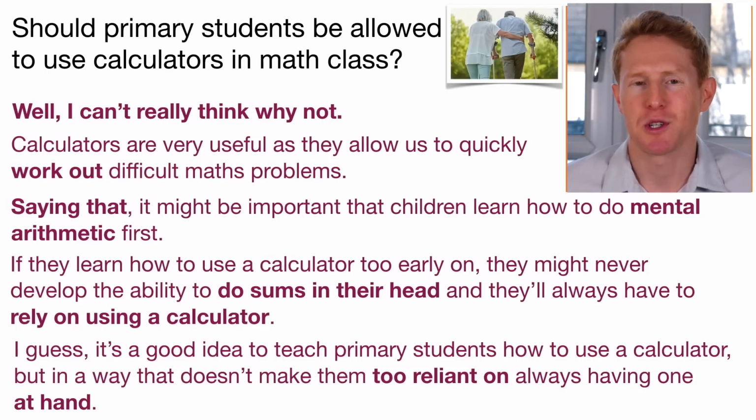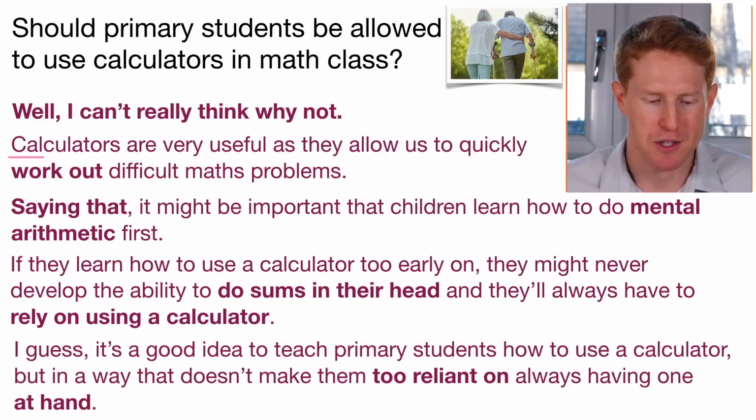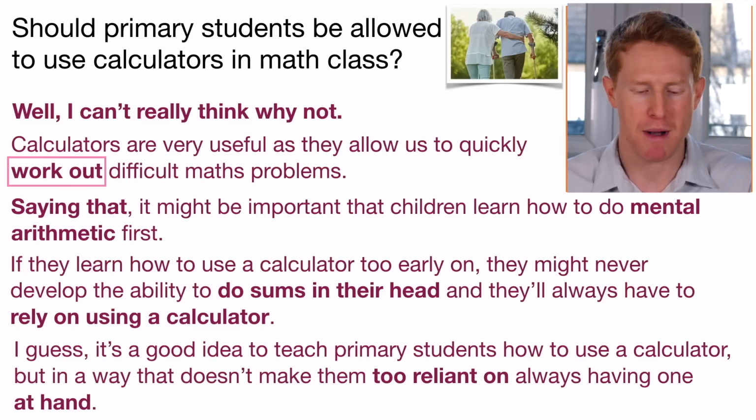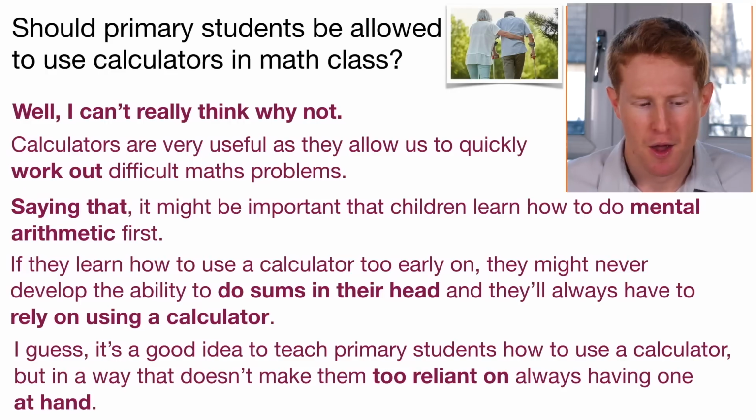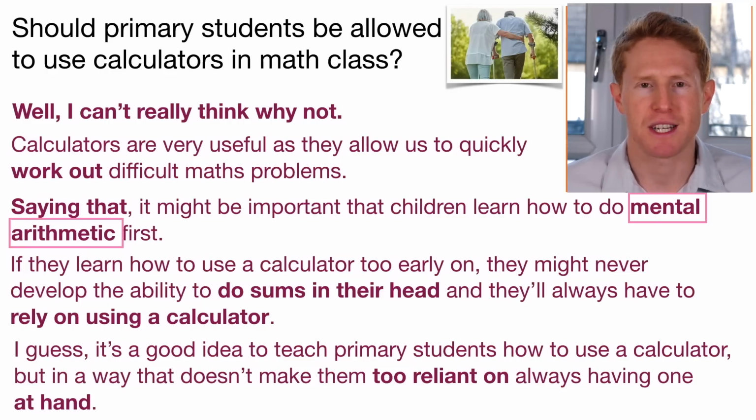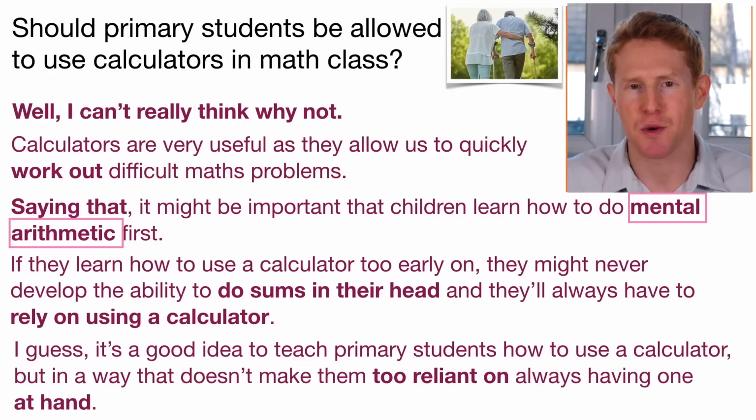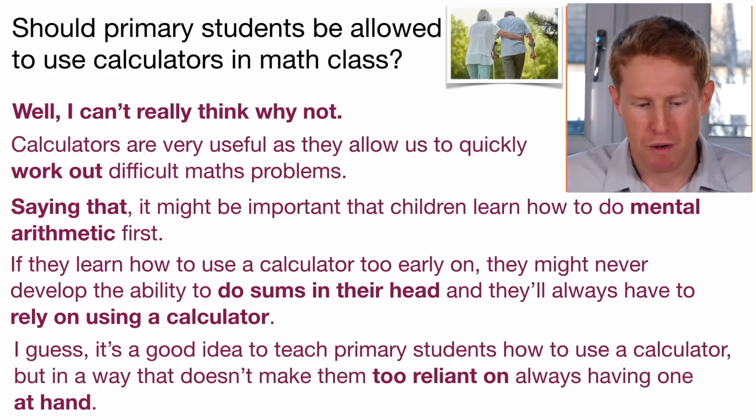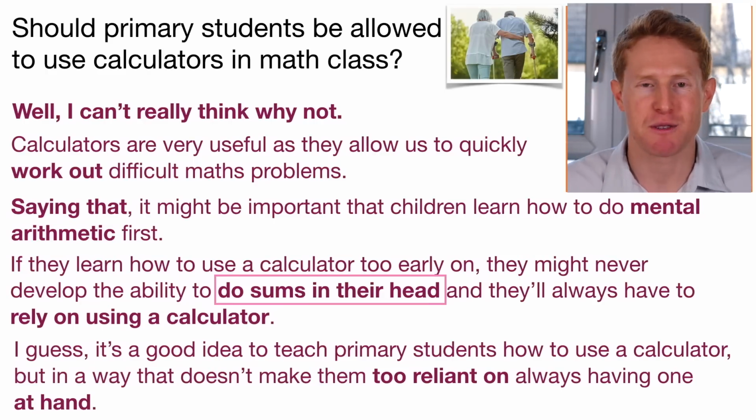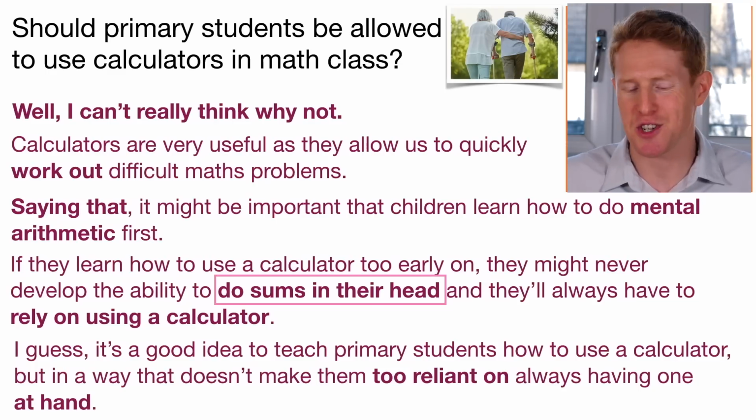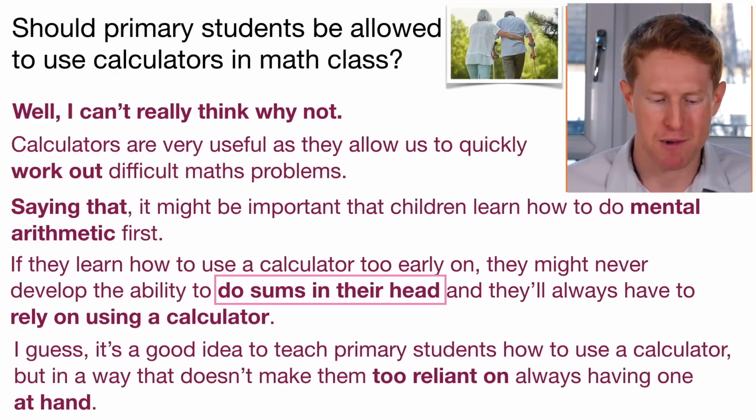Okay, we've also got lots of good topic-specific vocabulary, so things like work out a difficult maths problem. So that means to solve a difficult maths problem. We've got mental arithmetic, so that's maths that you do in your head. We've got do sums in their head. So again, that's the same as mental arithmetic. I'm using synonyms, which again shows more advanced vocabulary.